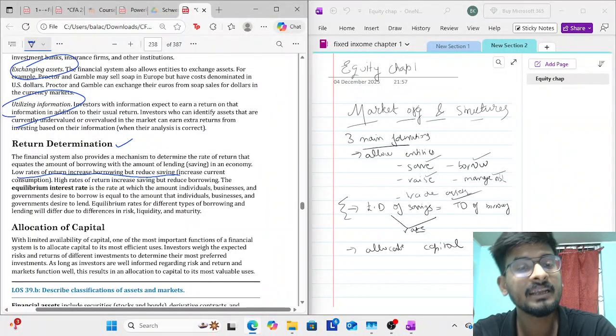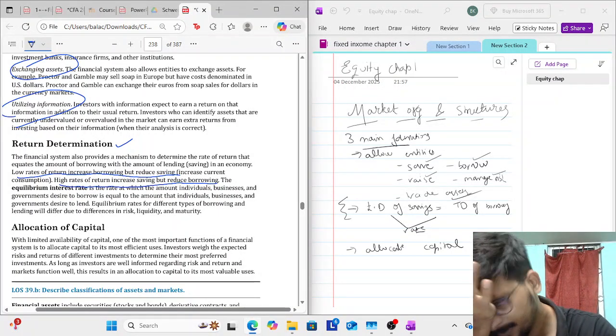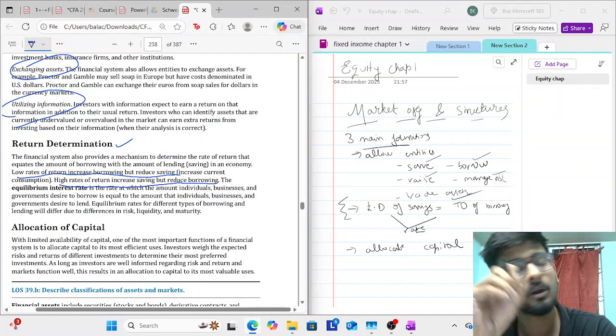High rates of return increase saving but reduce borrowing. I know that this time is not good for me. Despite 3%, they are asking for 30%. Now I will save. I will not spend more.